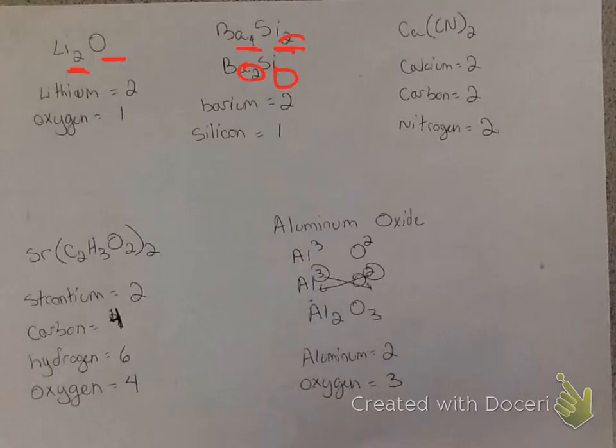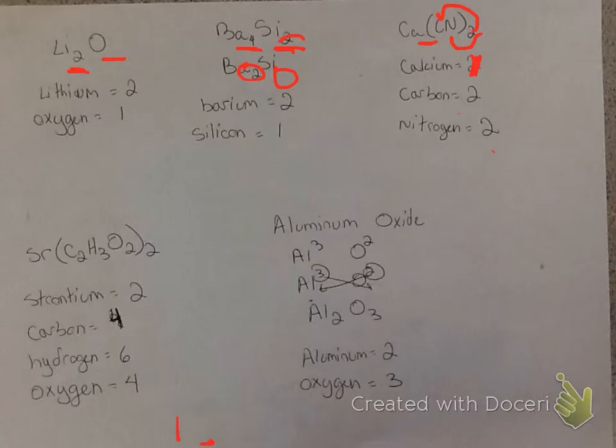Alright, now we're getting a little trickier. Calcium, no number there, right? No number next to that, so it should be a 1. That is a mess up. So 1 calcium. And then this 2, it's kind of like math, guys. The 2 goes to everything inside the parentheses. So I have 2 carbons, and then I have 2 nitrogens. Okay, so 2 carbons and 2 nitrogens.